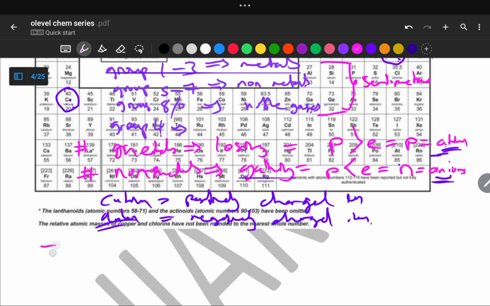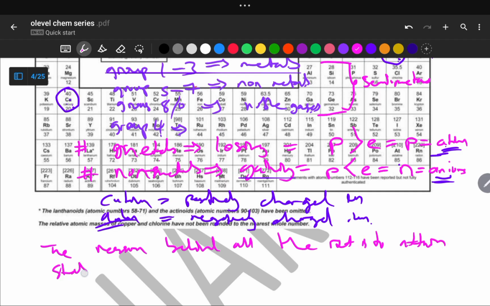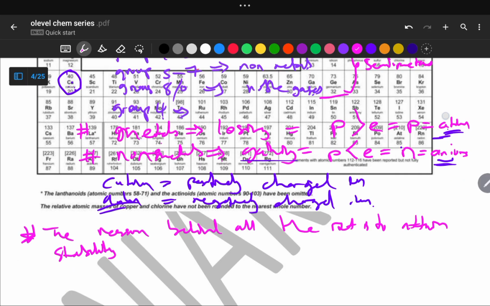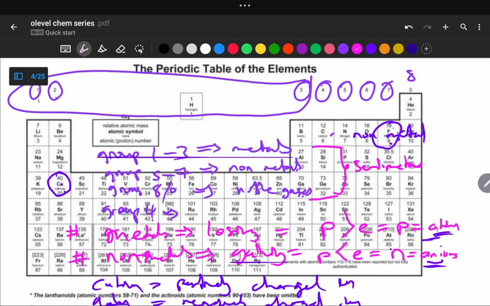So the reason behind all the reactions is to attain stability, right? Is to attain what you call stability. So the stable group on the periodic table is group 8. So all the elements want to have 8 electrons in the outermost shell.